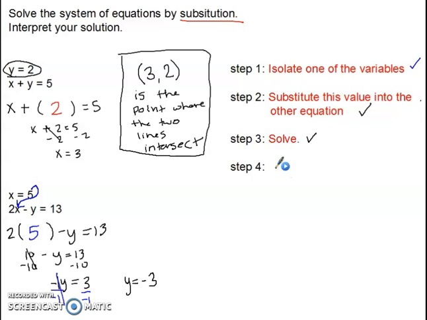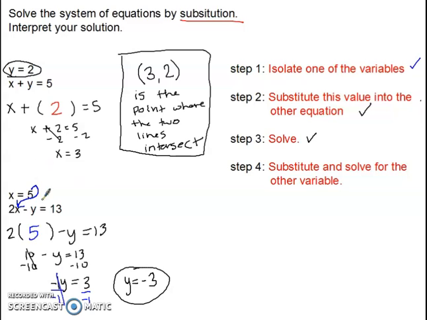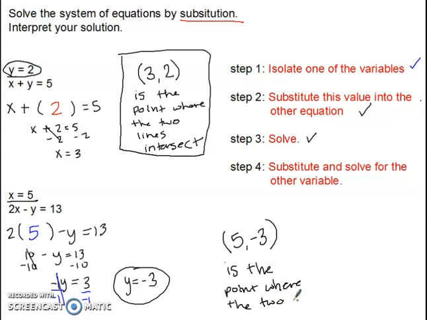So now we are on to step 4. Step 4, we substitute this value of y, being negative 3, back into our equation to solve for x. So I can replace it for any y that I want in the first equation or the second equation. But in that first equation, I already know what x equals, so I know that my solution has an x value of 5 and a y value of negative 3. So that point, 5, negative 3, is the point where the two lines intersect.